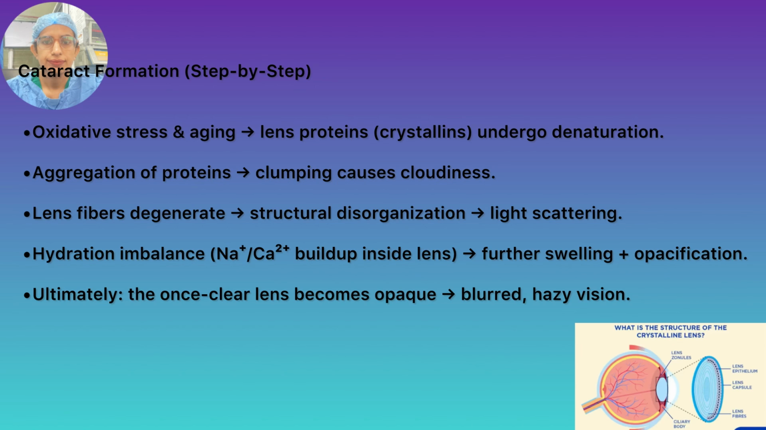That leads to the lens proteins, called crystallines, undergoing denaturation, meaning they are clumping. The aggregation of the proteins leads to cloudiness. The lens fibers degenerate, which leads to light scattering. Hydration is also imbalanced, leading to further swelling and opacification of the lens. Ultimately the lens becomes very opaque, meaning blurry or hazy vision.